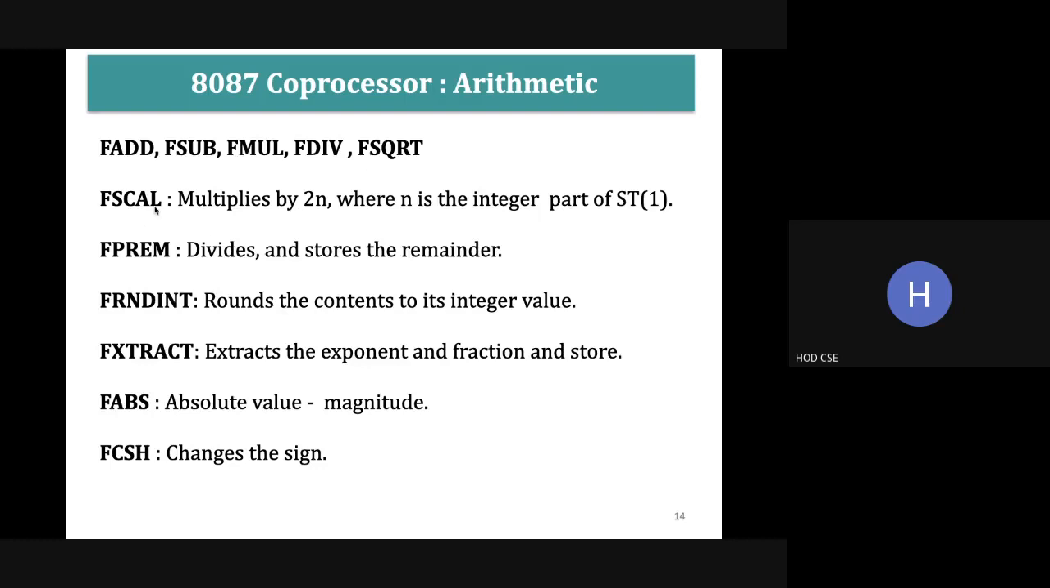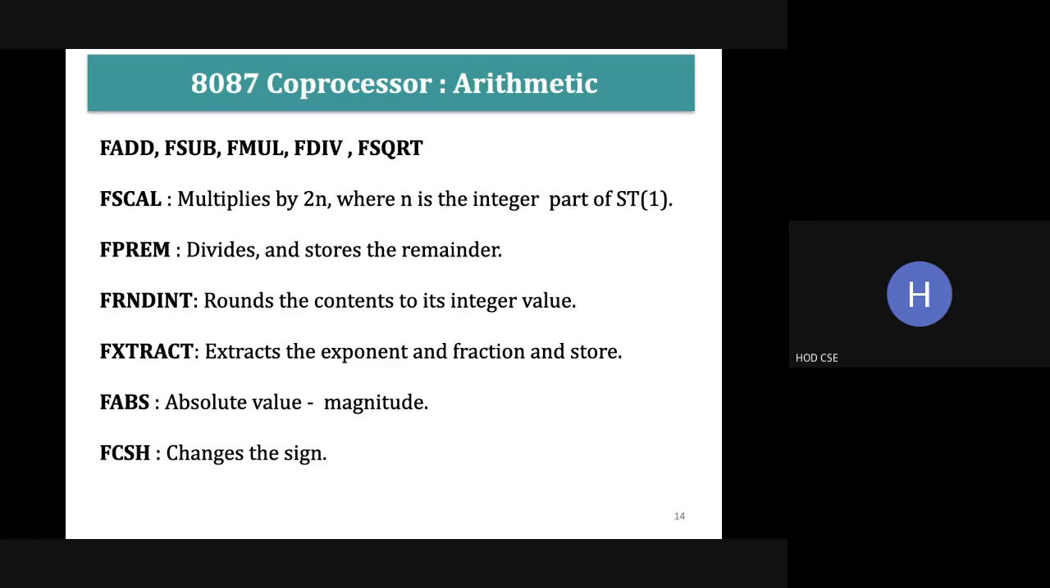Then suppose if you want to multiply a data by 2 to the power n, you can use this F scale instruction. Next one is to find only the remainder. So we can use this FPREM, that is divide, and store only the remainder. So whenever, the result will be available in the top of the stack only, that is ST(0). For all the instructions, the result will be available in the top of the stack.